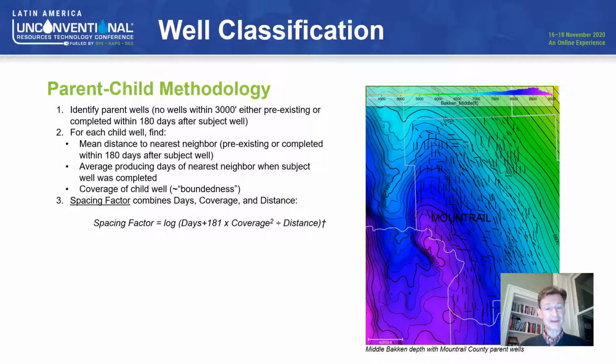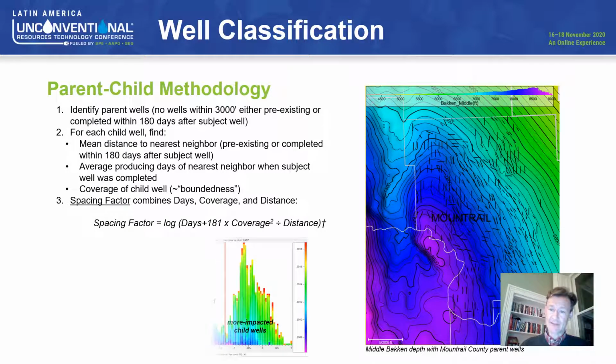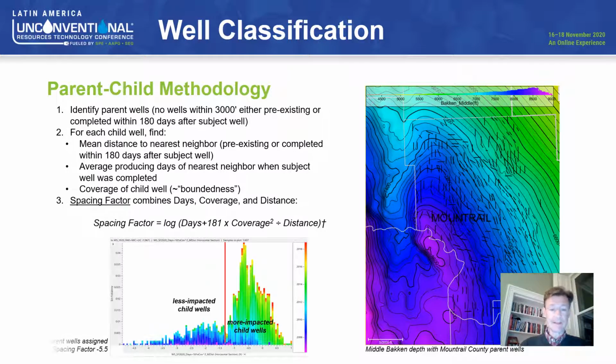the smaller the spacing factor, the less impact you've had on you as a well. And the higher the spacing factor, the more impacted you've been. And now I'm starting to use this language of impacted. Here's a histogram of my child wells, going from about -4, almost -5 on the left, over to 1 on the right-hand side. The colors represent the completion date, with the hotter colors being more recent completion dates. And you can see most of the more impacted wells have been completed recently. They're in crowded neighborhoods with wells that have pre-existed them for a long time and have depleted the reservoir.